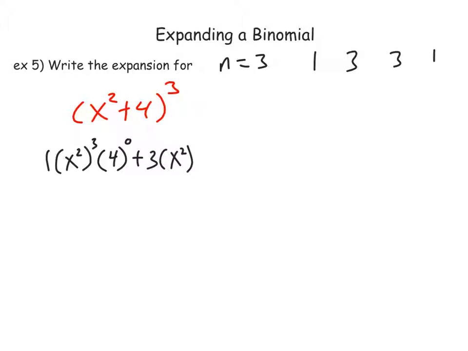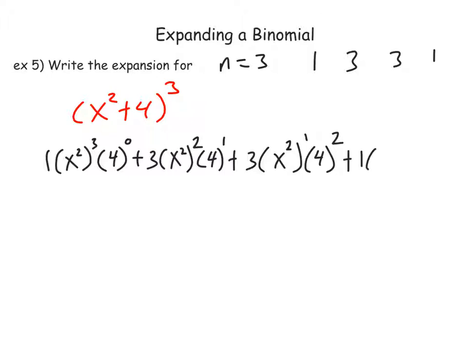For term number 2, coefficient 3, x squared will be squared. 4 will be to the first. Third term, x squared will bump down to the first power. 4 will bump up to the second power. Then 1, x squared to the 0, 4 to the fourth.